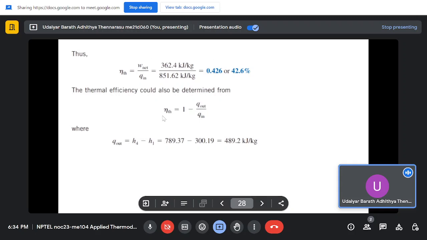The other way of finding it is you can straight away use 1 minus 1 by Rp raised to the power (gamma minus 1) by gamma, or you can use 1 minus Q out by Q in. So we'll get the same value, 42.6%.